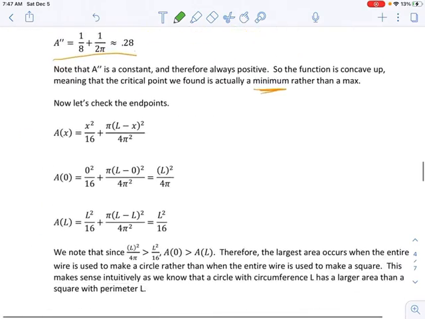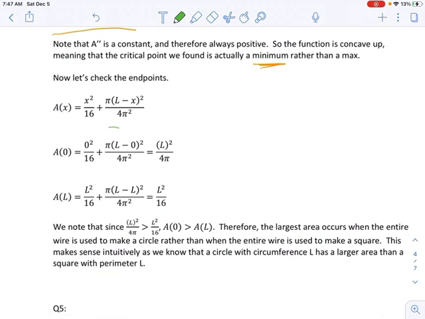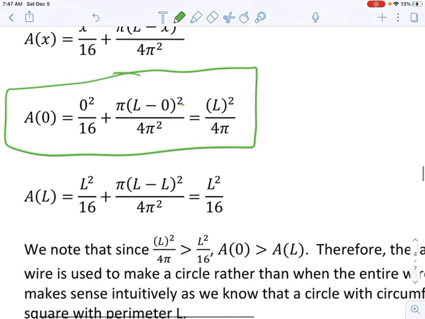So when we plug in x equals 0 in the original function, we get 0 over 16 plus pi times L minus 0 over 4 pi squared. So that becomes L squared over 4 pi. And that is really cool because what we're saying here is that it doesn't matter what L is. When you're only making a circle, that's the area of the circle.